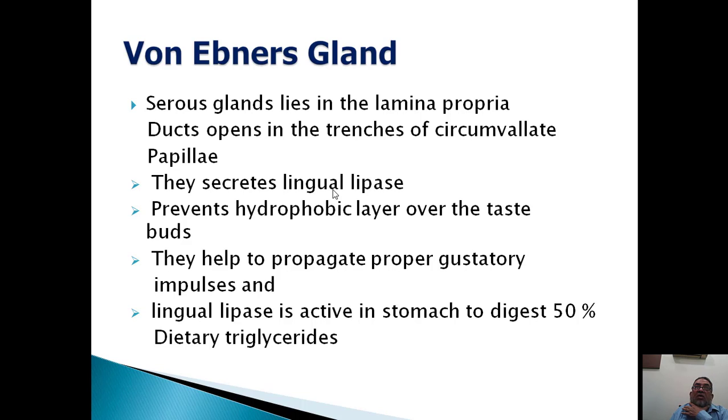So von Ebner gland you should memorize: location, circumvallate papillae. It is a duct-containing gland, it is an exocrine gland, it pours the secretion within the trenches and secretes lingual lipase, so it will digest 50% of the fat in the stomach, as well as wash out the lipid layer on the pore of the taste buds to properly propagate the gustatory impulses.